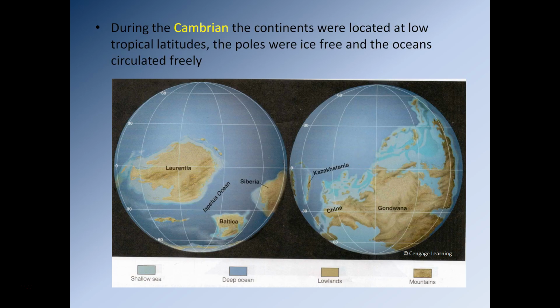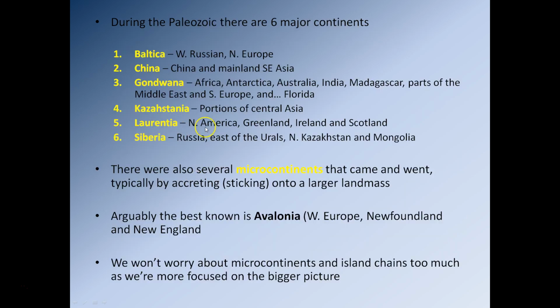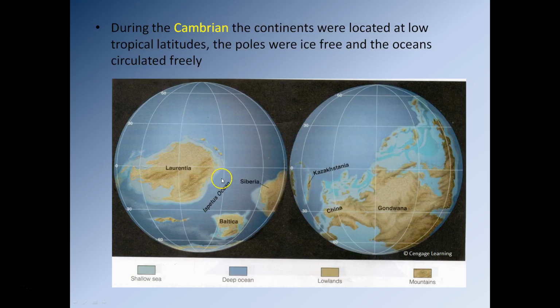Okay, so what's happening? So during the Cambrian, the continents were located at low tropical latitudes, the poles were ice-free, and the oceans circulated freely. So let's have a look at what's going on. So here's Laurentia. So that's North America. So that's Laurentia, which of course consists of North America, Greenland, Ireland, and Scotland. So this is where we are. Okay, and at that point, North America, Laurentia, is situated on the equator.